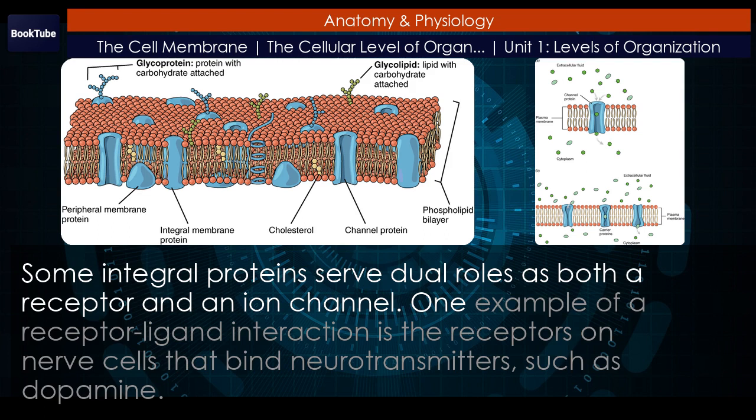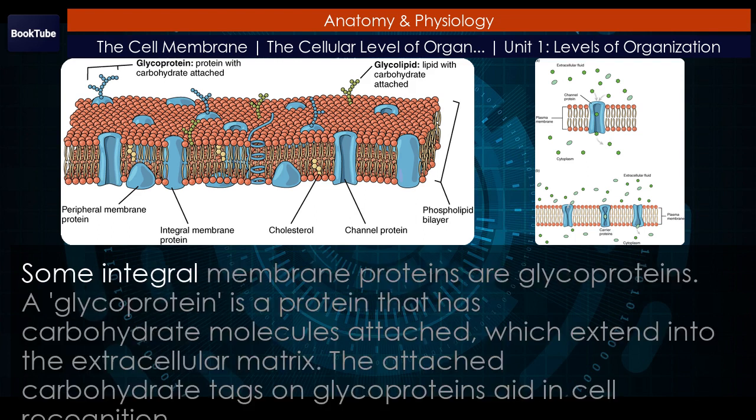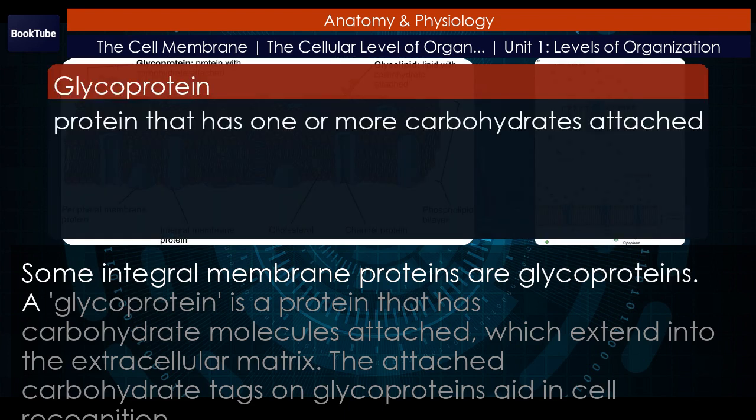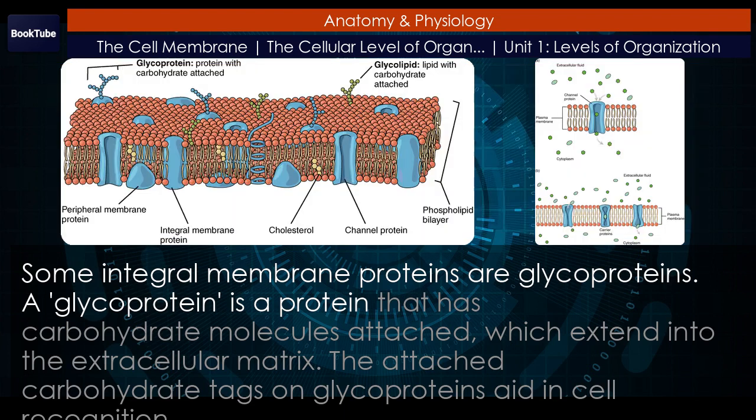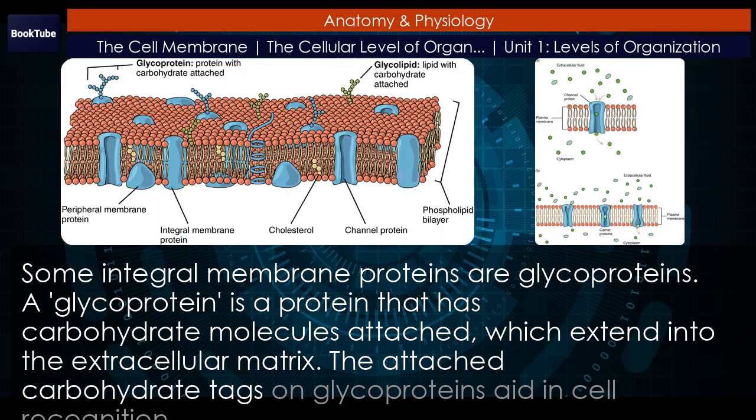One example of a receptor-ligand interaction is the receptors on nerve cells that bind neurotransmitters, such as dopamine. When a dopamine molecule binds to a dopamine receptor protein, a channel within the transmembrane protein opens to allow certain ions to flow into the cell. Some integral membrane proteins are glycoproteins. A glycoprotein is a protein that has carbohydrate molecules attached, which extend into the extracellular matrix. The attached carbohydrate tags on glycoproteins aid in cell recognition.